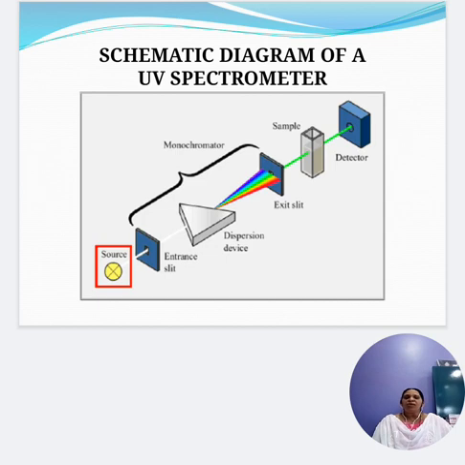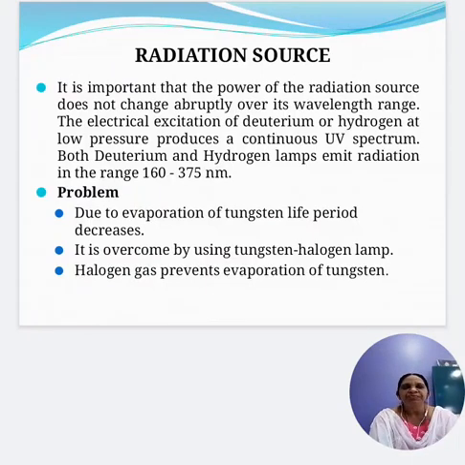As I told you, when any radiant energy falls on a sample and interacts with it, the radiation may be either transmitted, scattered, absorbed or reflected. So these four cases may occur. The remaining radiation which is transmitted is detected by the detector. So this is the basic schematic diagram of a UV spectrophotometer.